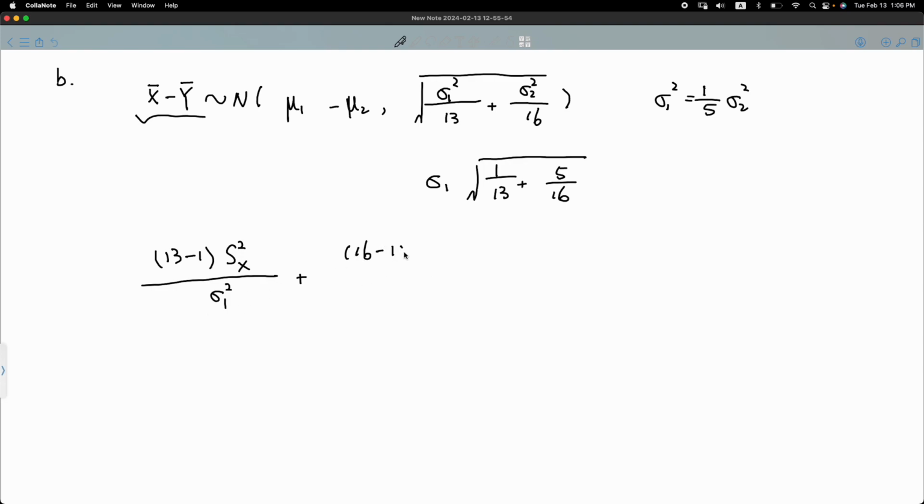So let me just write it down. We have this following a chi-square, and this following a chi-square, and the sum is also going to follow a chi-square. This is a chi-square with degrees of freedom 12, and this is a chi-square with degrees of freedom 15. So the sum of that is also going to be a chi-square, but with degrees of freedom 12 plus 15, so 27. These are the two distributions that we can set up so far.